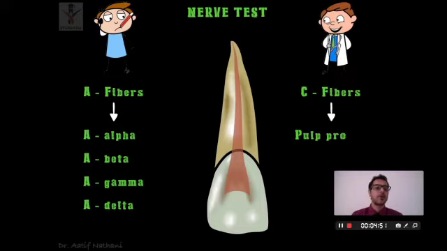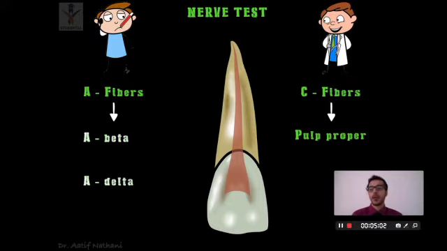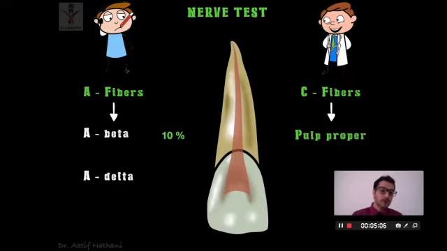The C fibers we all know are known as pulp proper. Why do we say this? Why have people given these names to C fibers and A fibers? We'll tell you why. A beta comprises 10% of the total A fibers, and A delta comprises 90% of A fibers.